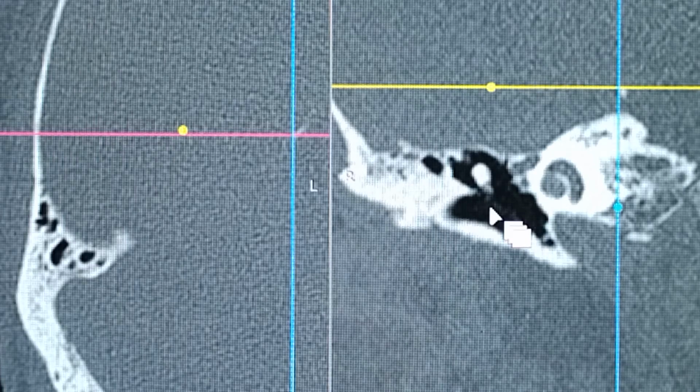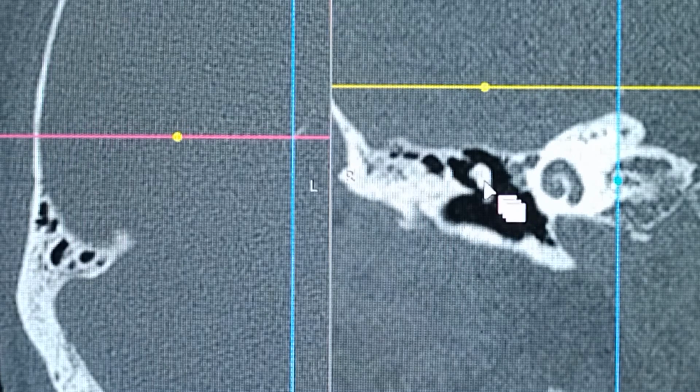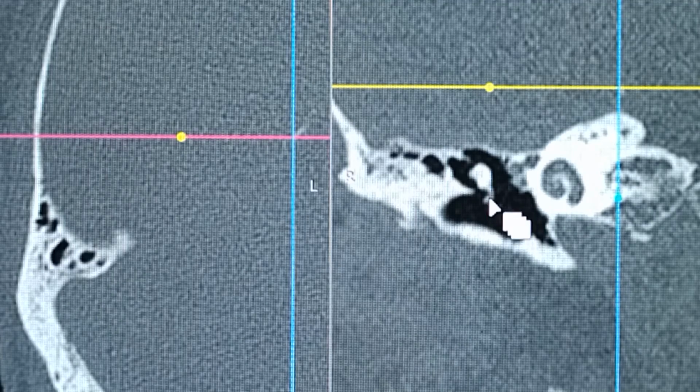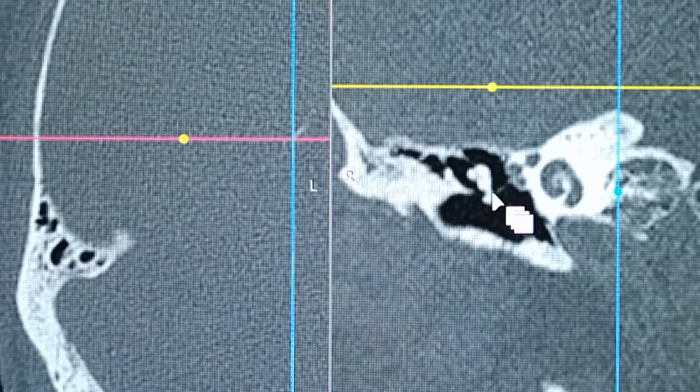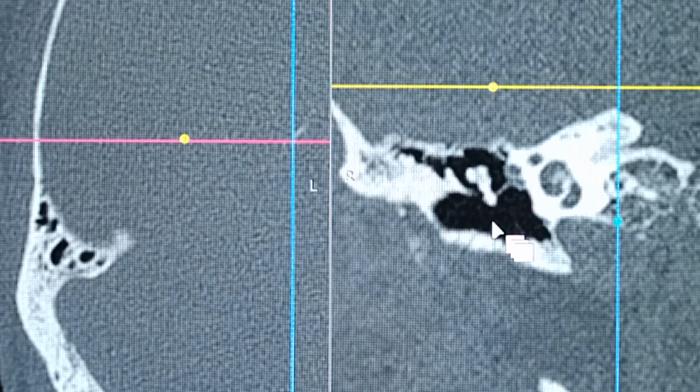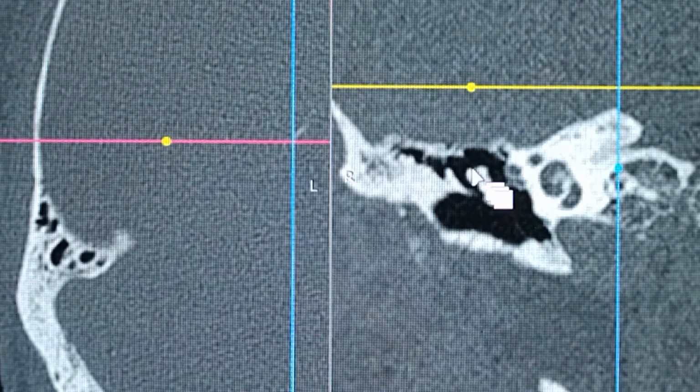And then if you keep on going behind, you can see that's the malleus, and that's the lateral process of the malleus, which is attached to the tympanic membrane right there. If you keep on going behind, the lateral process is much more prominent, and then this is the head of the malleus. But now you can start seeing the bilobed structure over here.